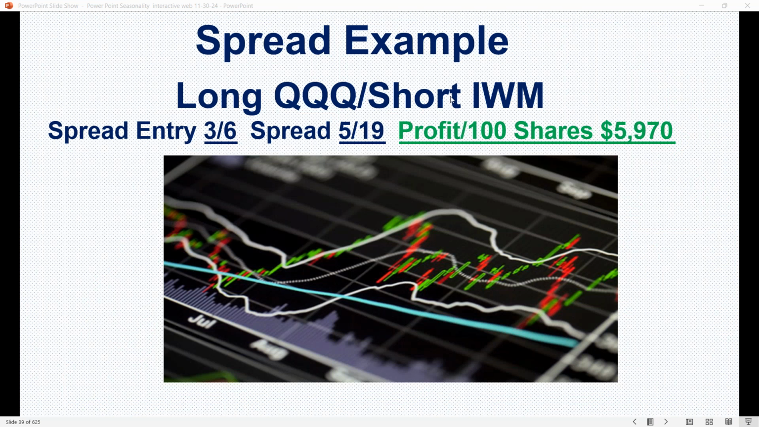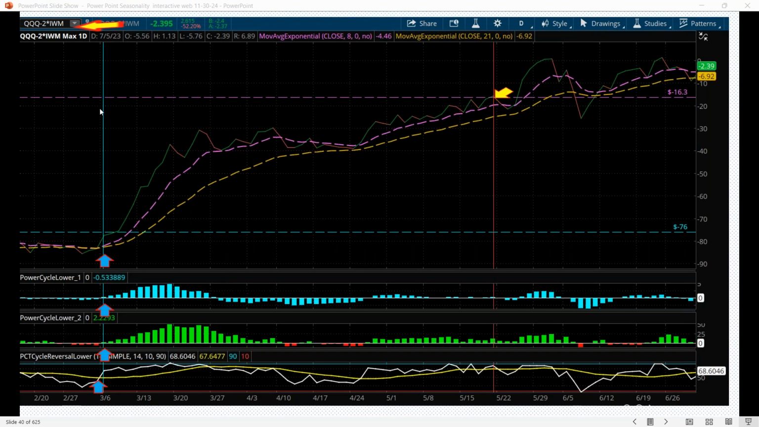All right, so here's just one example of how you can use pairs trades to trade the indexes. I wanted to show you how this can work. This was being long the NASDAQ 100 QQQ and short the Russell, as a pairs trade. The entry was on the 6th of March, out on the 19th. This is the profit per 100 shares. It was up just on the spread, $5,900 over that. And so here's the spread.